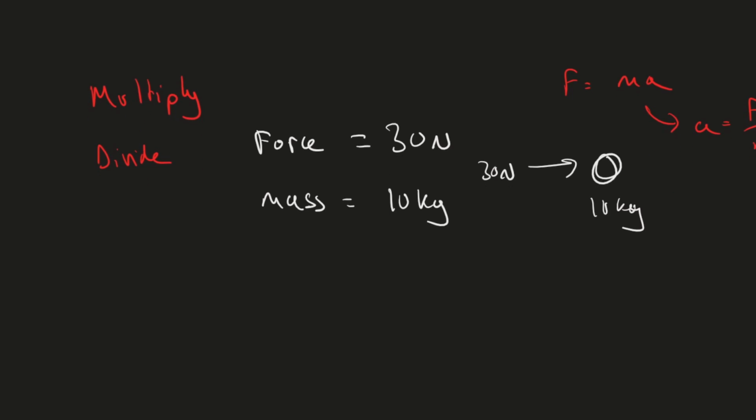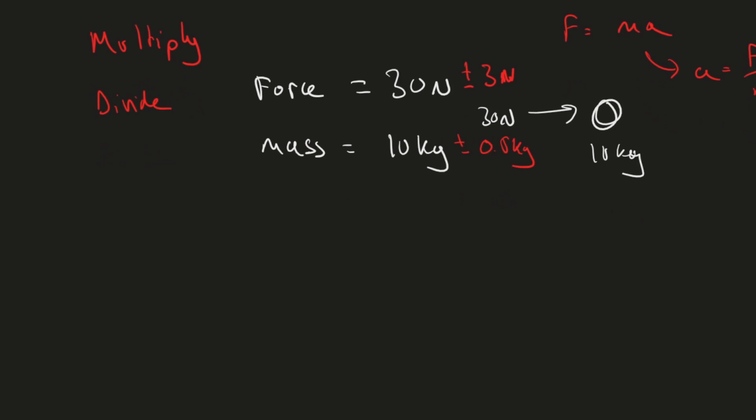So what we want to do is, let's say we measured the force, and we get a measurement of 30 newtons plus minus 3 newtons. And then we measure the mass using a scale, and we get a measurement of 10 kilograms plus minus 0.5 kilograms. Now we want to use this information to work out not only the acceleration, but the acceleration with the uncertainty calculated within it. First of all, to work out the acceleration, very simple: acceleration equals the force over the mass. So it's 30 newtons over 10 kilograms, and that equals 3.